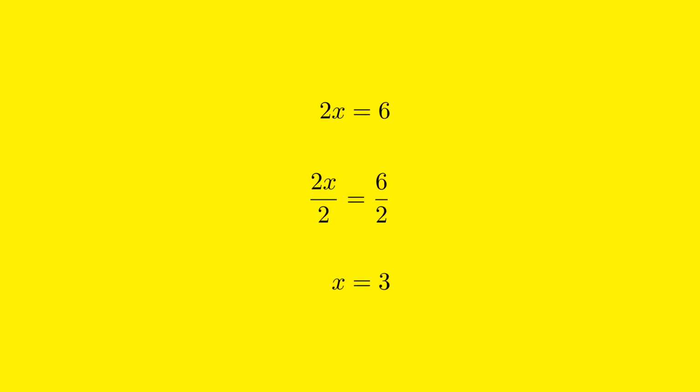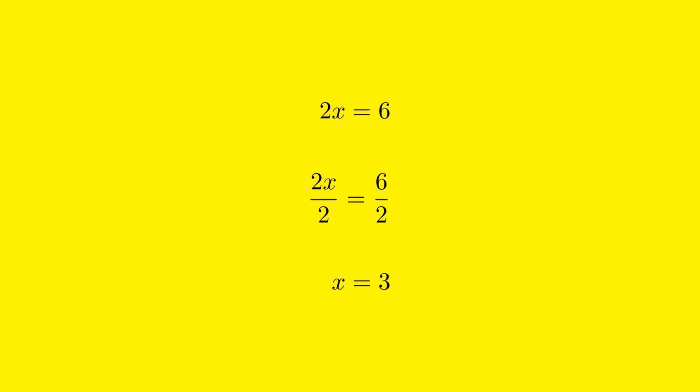Step 2. In this step, we solve for the variable x, now that our equation is simplified to 2x equals 6. To isolate x, we need to remove the coefficient 2 that is multiplying x. To do this, we will divide both sides of the equation by 2.